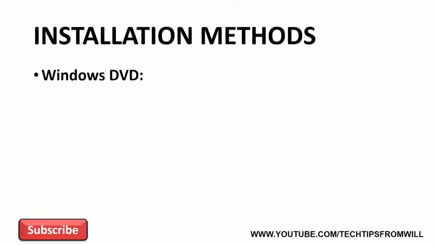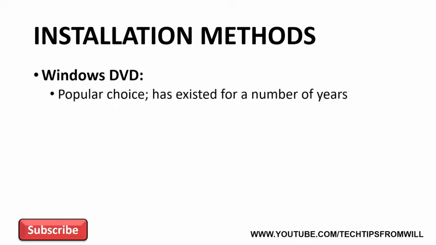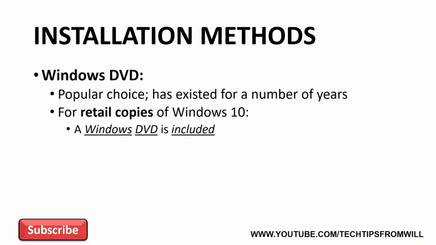The first install method I'll look at is the Windows DVD. Using a DVD to install Windows is a popular choice and is an installation method that's been around for a number of years now. When you purchase a retail copy of Windows off the shelf, a DVD is usually included with that copy of Windows. You can then insert the DVD into the computer, boot to it, and install Windows.